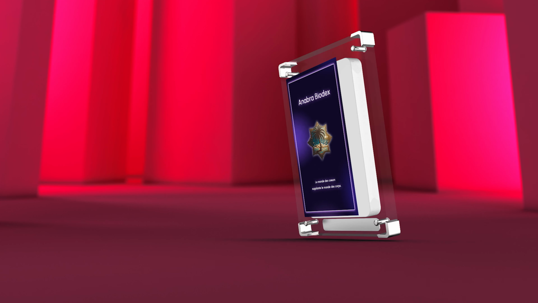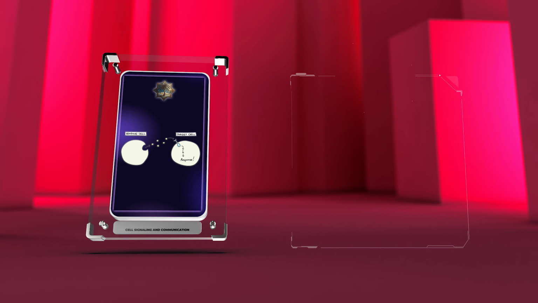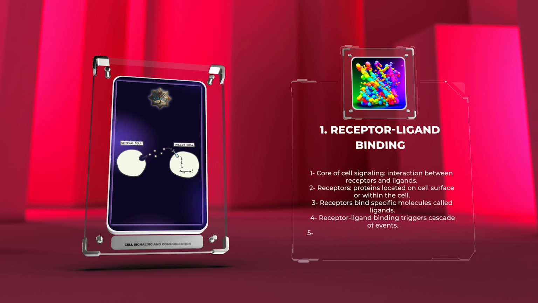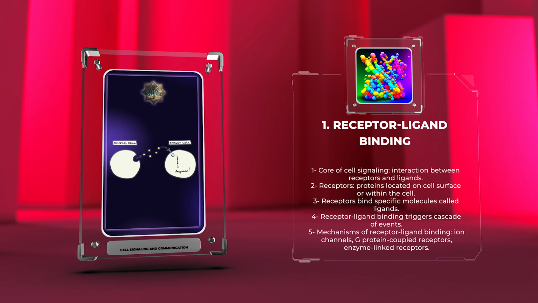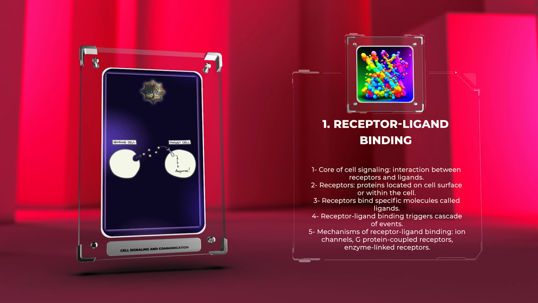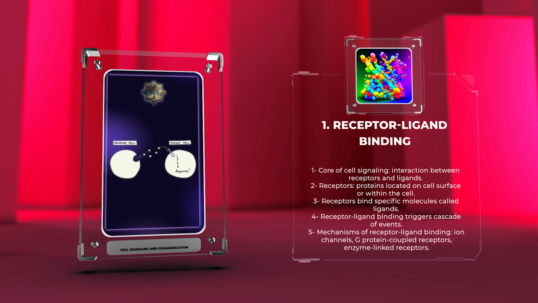At the core of cell signaling lies the interaction between receptors and ligands. Receptors are proteins located on the cell surface or within the cell that bind specific molecules, called ligands. This binding event triggers a cascade of events that ultimately leads to a cellular response.